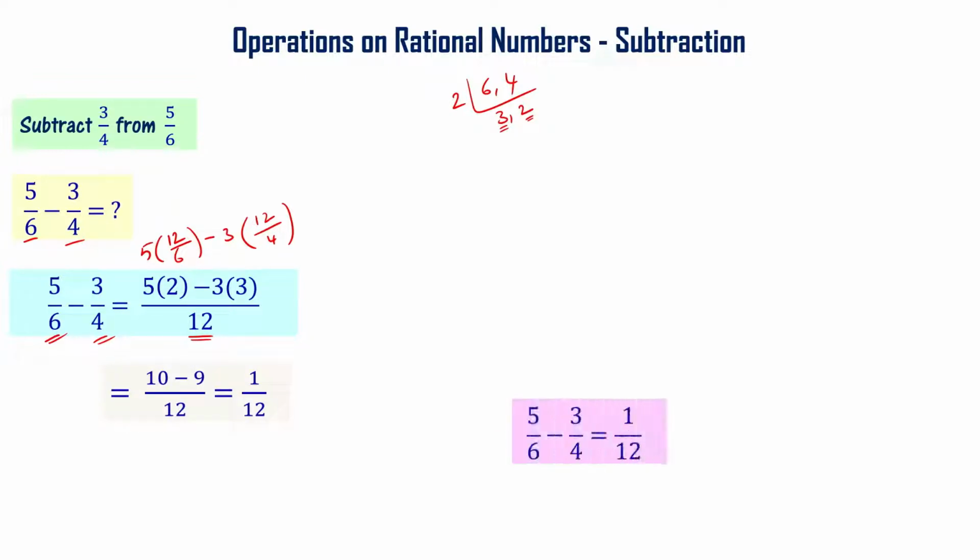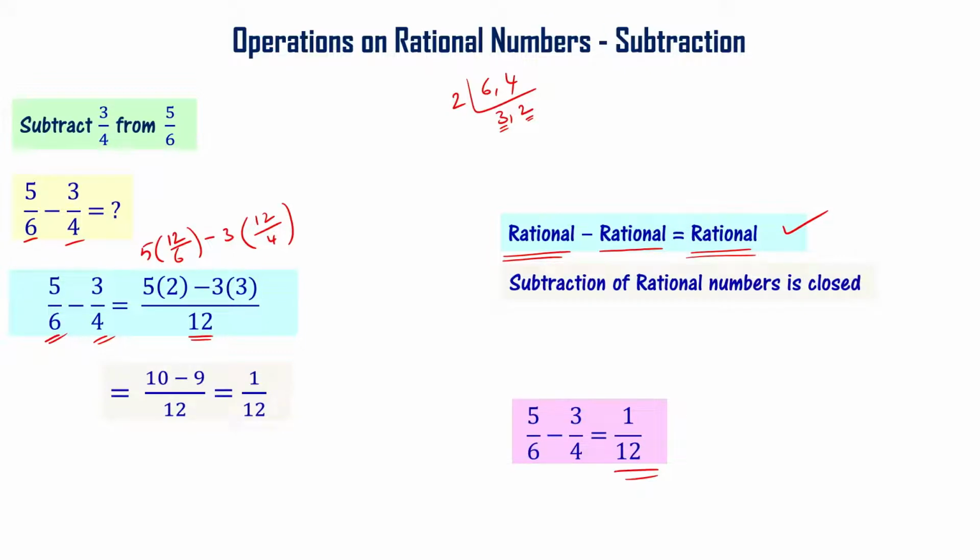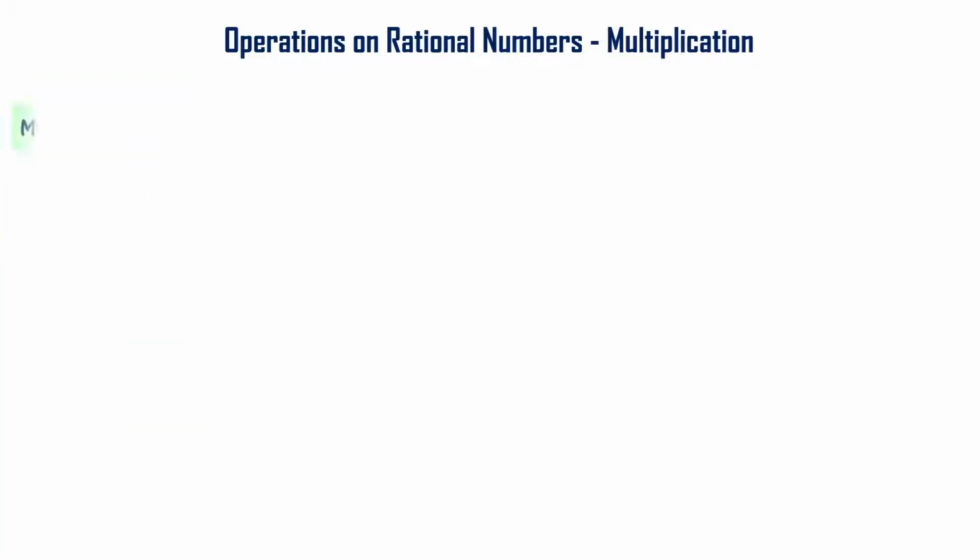Now I can say that 1 by 12 is also a rational number. If you subtract a rational number from another rational number, what you are going to get is a rational number. You can take any of the examples and see this is going to be valid. For that reason, we say that subtraction of rational numbers is also closed. Understood? Now let's look at multiplication.